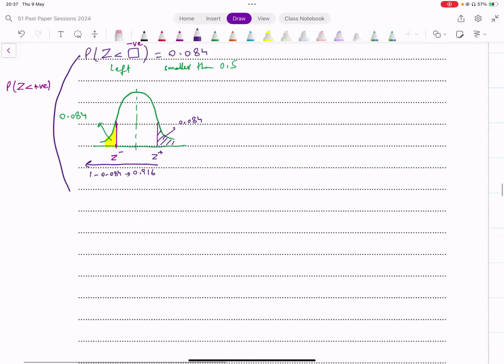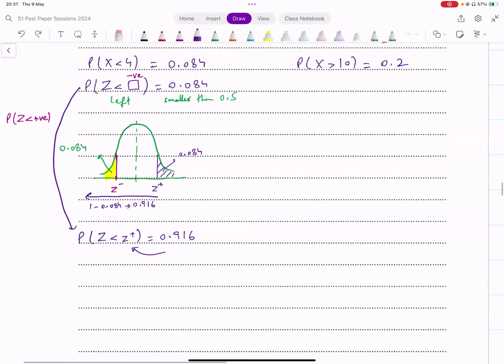So this thing now can be written as probability of Z less than the positive value of Z, that equals 0.916. This is the number that we can find in the table now. This is the probability. Find the Z value corresponding to this. But then since the actual Z is supposed to be negative, you put a negative sign with that.